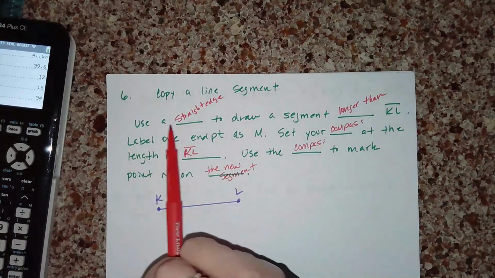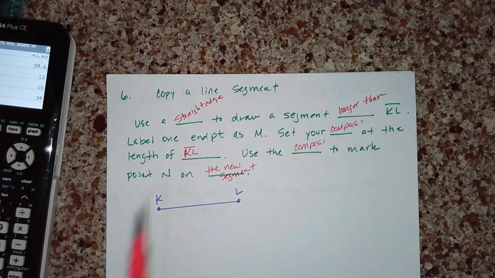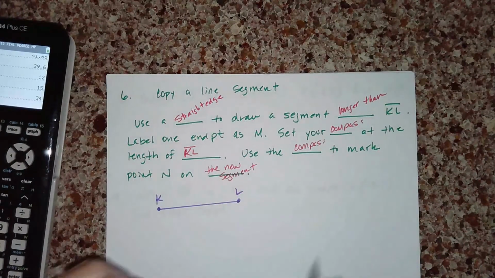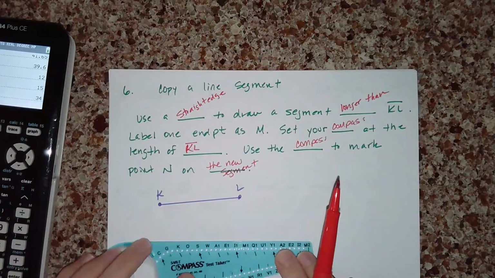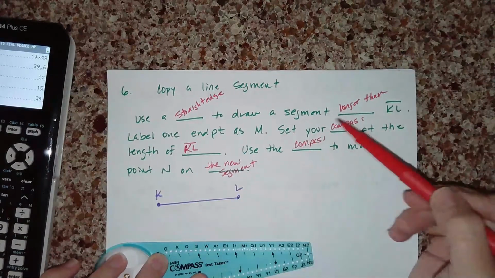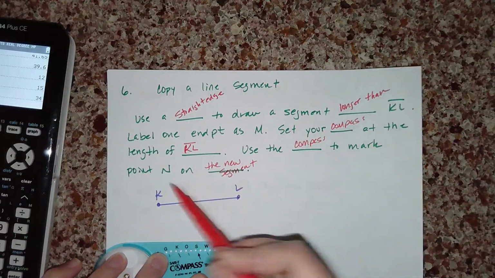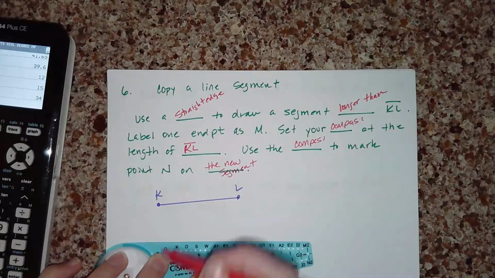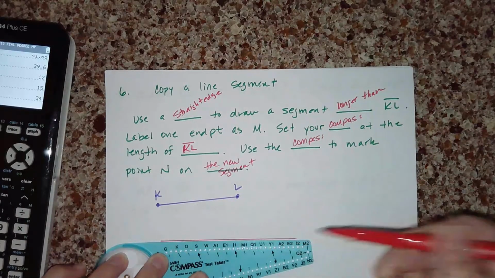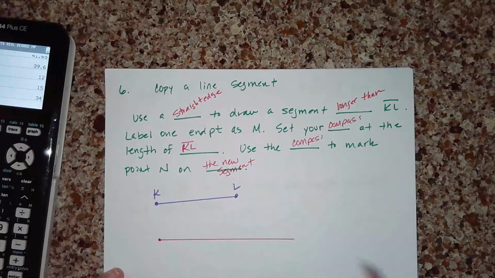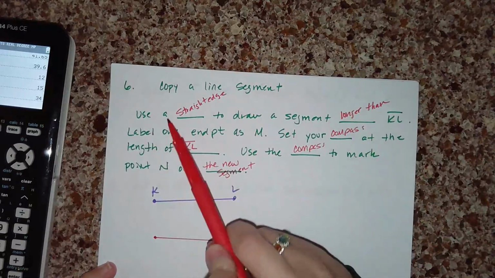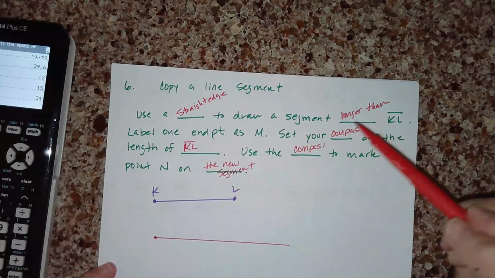So it says, use a blank to draw a segment. What they're asking you to do is take a straight edge and draw a line segment, and it needs to be longer than the original line segment that you're trying to copy. So I'm going to draw a line segment that has to be longer. So the words here are: use a straight edge to draw a segment longer than KL.